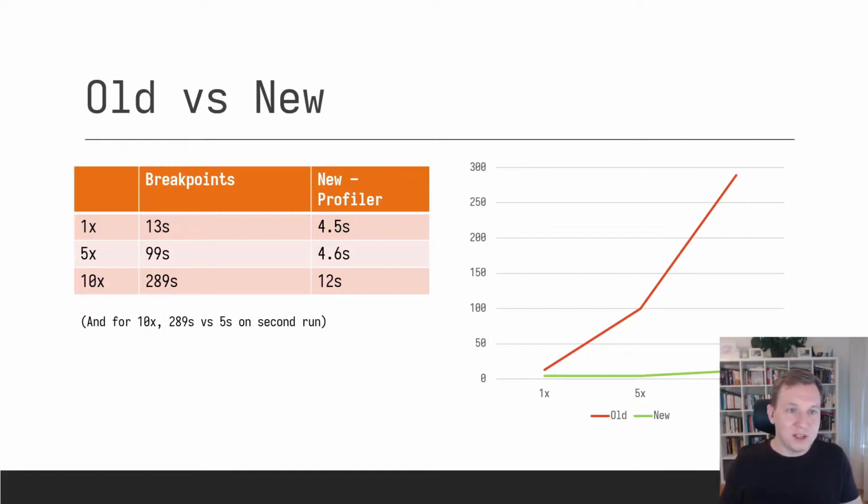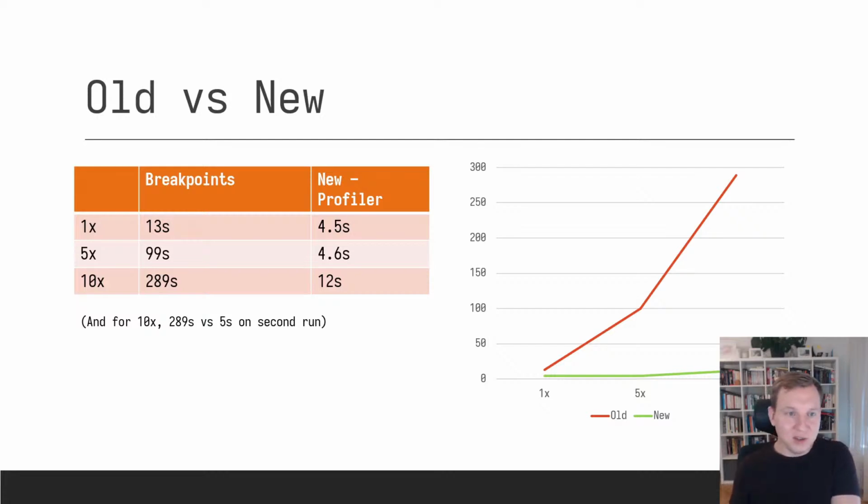If you have a code base of some size, for me it took 13 seconds. But then when I took the code and copied it 4 more times just to have it instrumented with the breakpoints, the execution now took 99 seconds. And then if I doubled that, it didn't double the time, it tripled the time. And so it's really, really bad for performance to have more breakpoints.